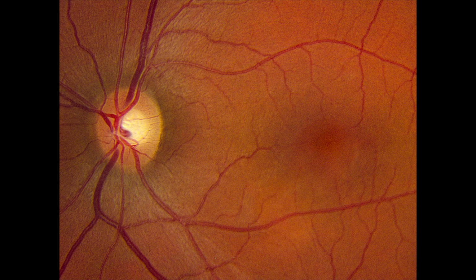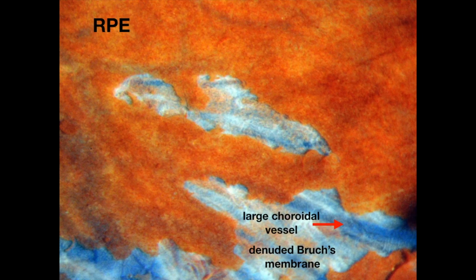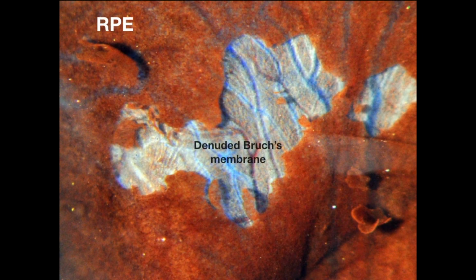The retinal pigment epithelium is largely responsible for the red-orange color of the fundus seen on ophthalmoscopy. In this macro photo, parts of the RPE have been removed, disclosing Bruch's membrane. Large vessels are seen in the underlying choroid through denuded Bruch's membrane, which is largely transparent. In this focally denuded specimen, some of the smaller choriocapillaries are visible, in addition to the larger choroidal vessels.